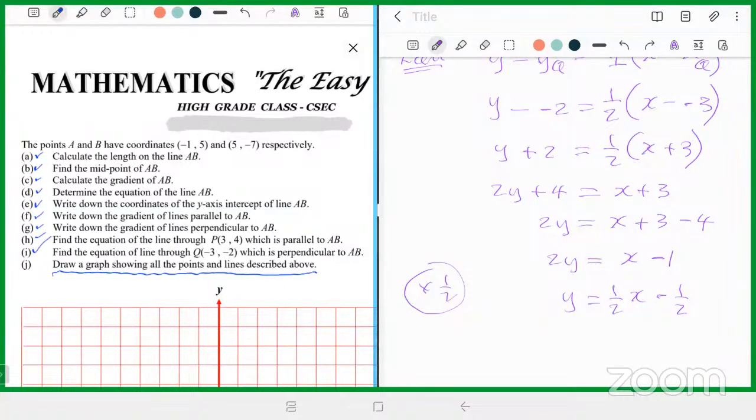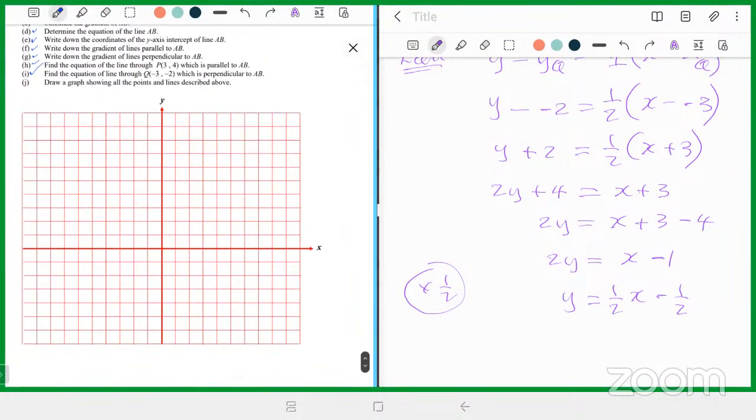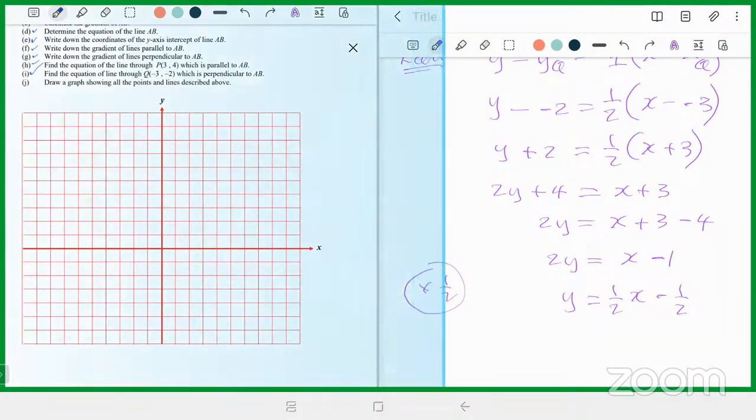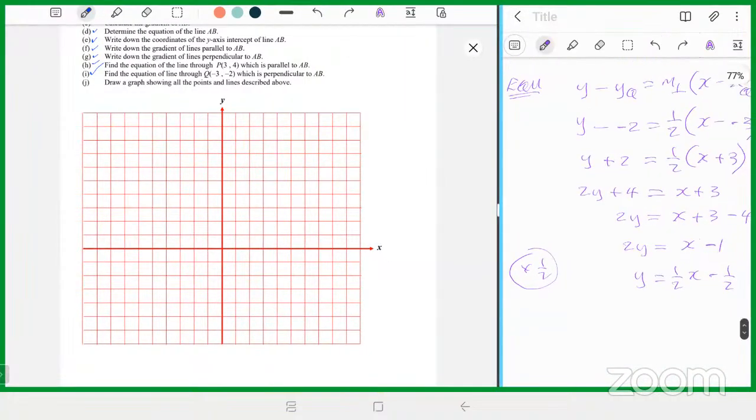All right. The last part now is saying that we have to draw a graph showing all the points and the lines described up here. So we want to show all the points and all the lines that we have mentioned up here, and we're going to put them on this graph. All the lines and all the points. All right, let's look at how we can do this now.